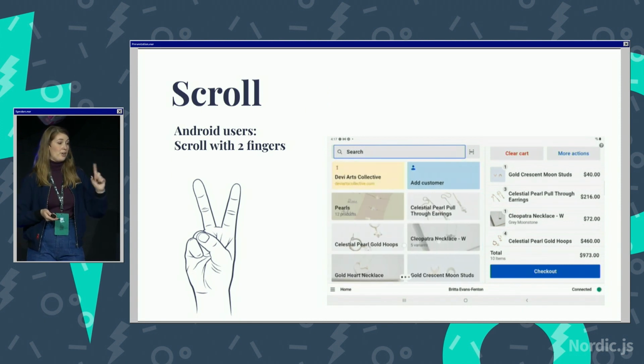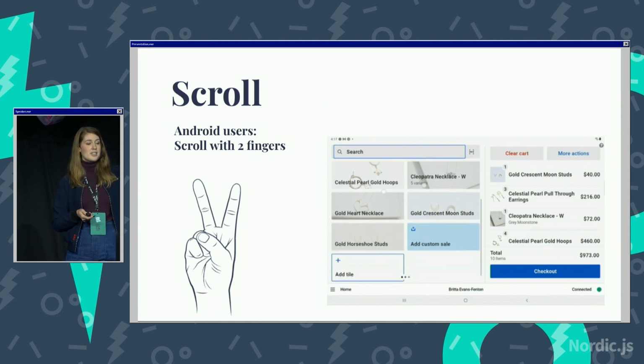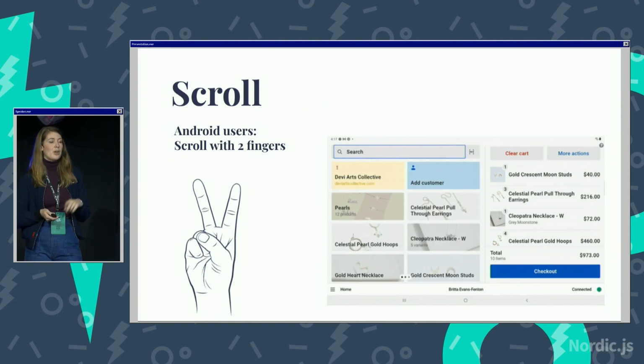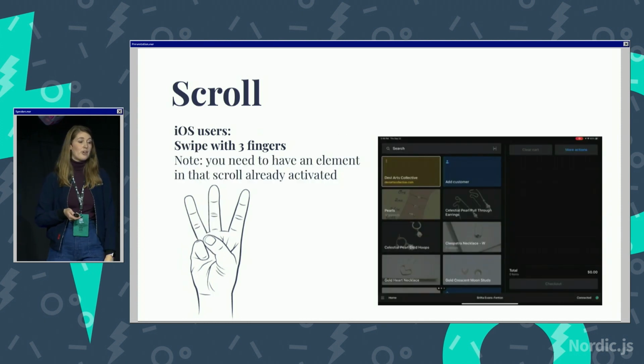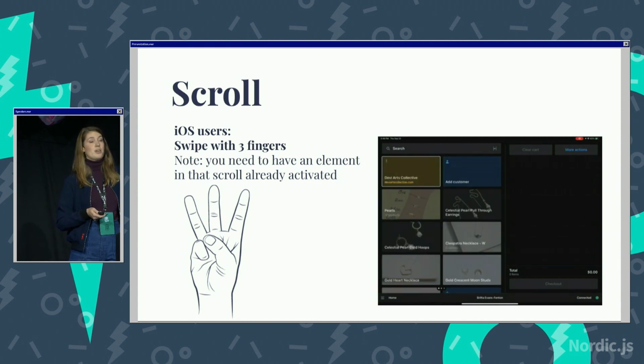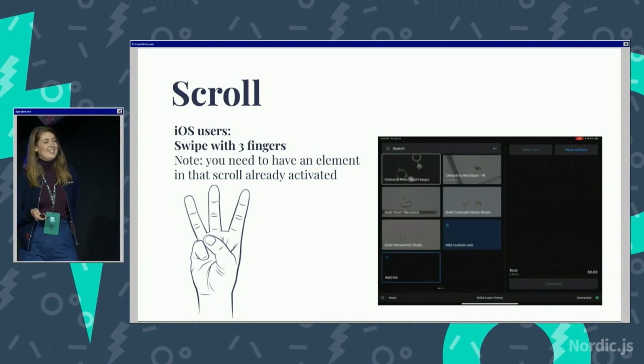For scrolling, this is actually where things differ for iOS and Android. For Android, use 2 fingers. You can scroll up, down, side, left, right. You also actually hear different sounds if you go up and down or left and right. For iOS users, it's actually more of a swipe motion than a scroll motion. And you'll be using 3 fingers, not 4, 3.